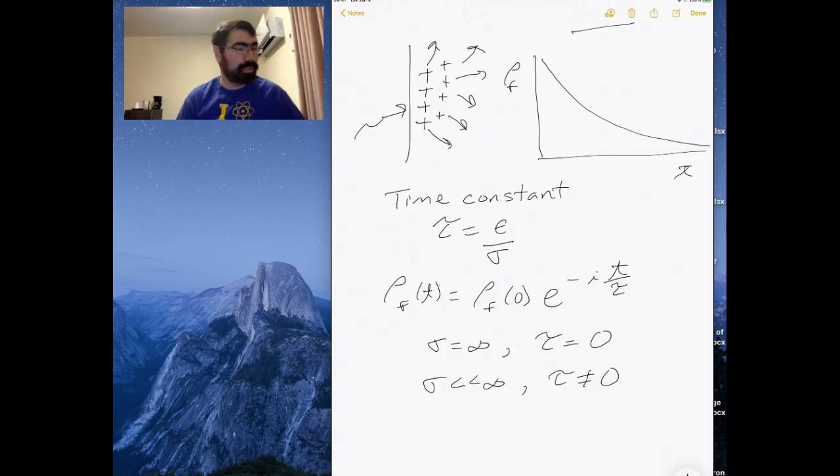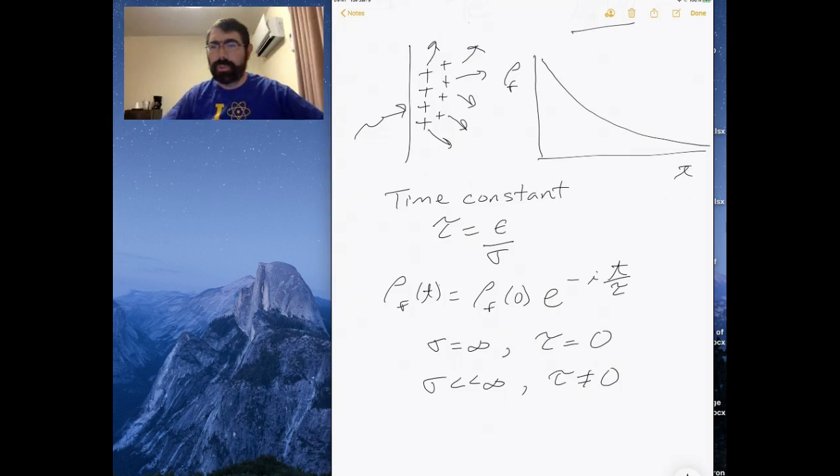So now, this time constant gives us a handle, or either way around. You can just say, given the quality of the conductor, we can figure out how much time it takes for the charges to dissipate, or measuring how long it takes the charge to dissipate, we can actually determine what kind of a conductor it is.